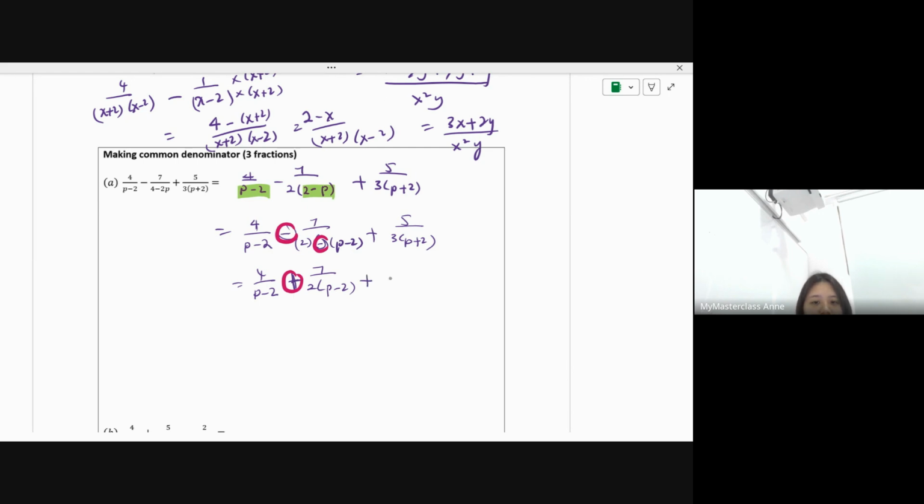Okay, plus 5 over 3(p+2). Now, what are the denominators? p minus 2, 2, 3(p+2). So I just write down p minus 2, right? I need to do what? Times 6(p+2). This one needs 2 and (p minus 2), so I have 3(p+2). And then the last one needs 3 and (p+2).